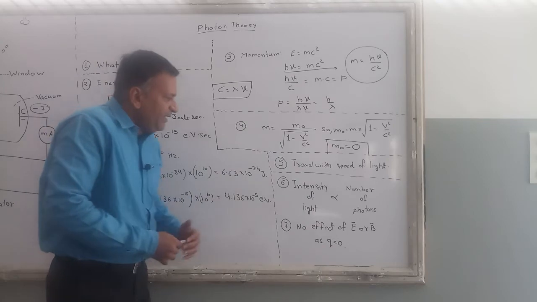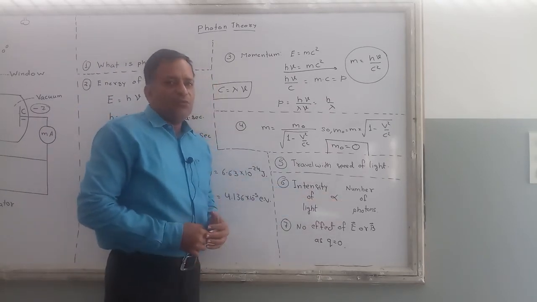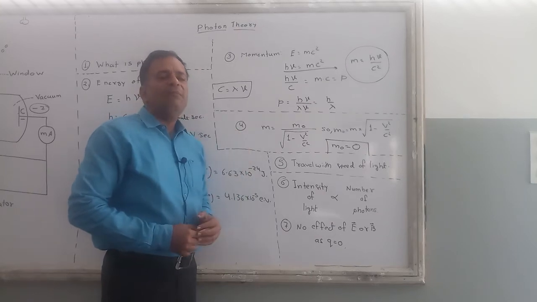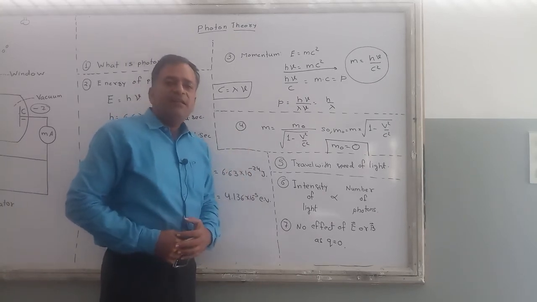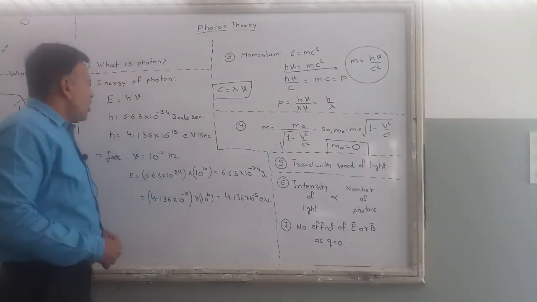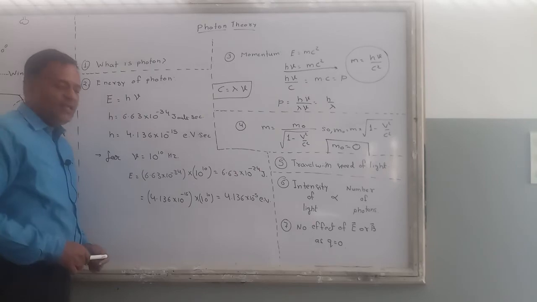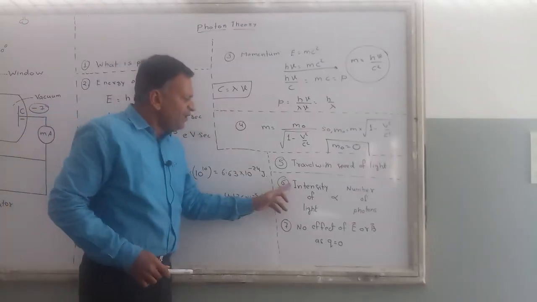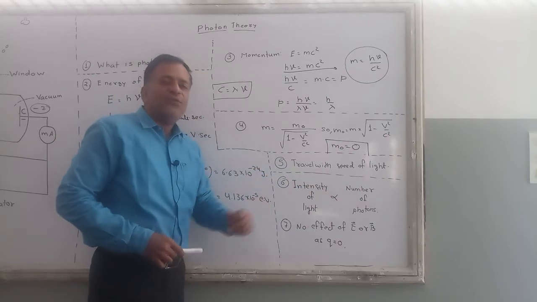Alright, next point: intensity of light is directly proportional to the number of photons. You always have to remember this, never make this mistake in quantum mechanics. Energy of a photon always depends on only one thing, that is the frequency. Now the intensity of light, on what does it depend? It depends on the number of photons.